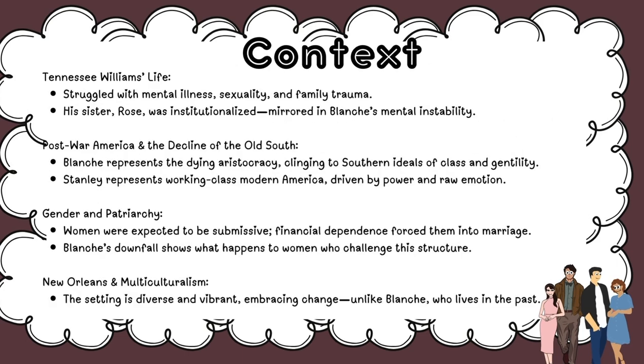Now let's explore some context. So in terms of Williams's life, he struggled with mental illness, sexuality and family trauma. His sister Rose was institutionalized, mirrored in Blanche's mental instability. When looking at post-war America and the decline of the Old South, Blanche represents the dying aristocracy, clinging to the Southern ideals of class and gentility. Stanley represents working-class modern America, driven by power and raw emotion.